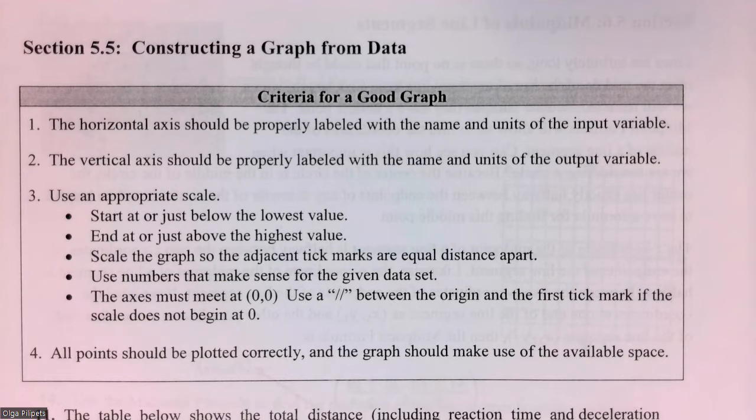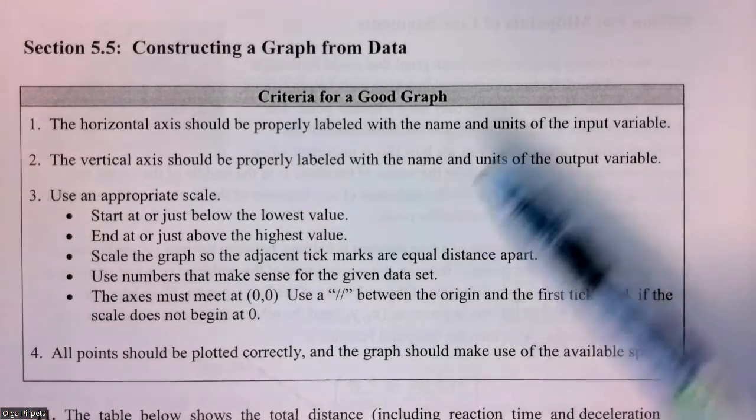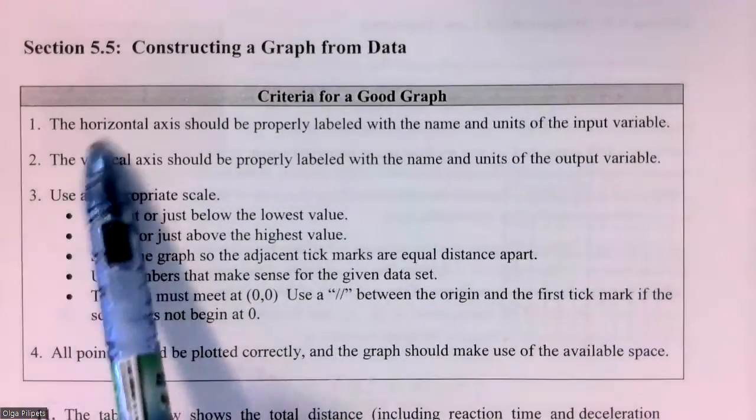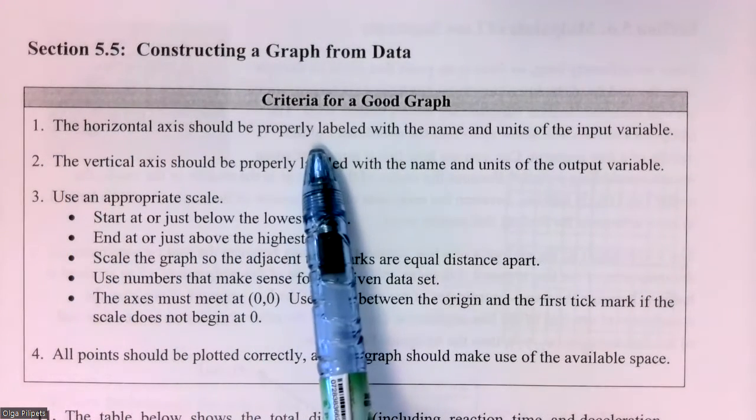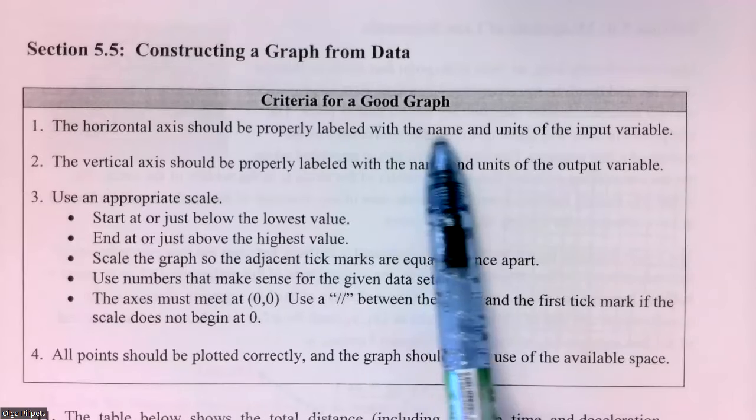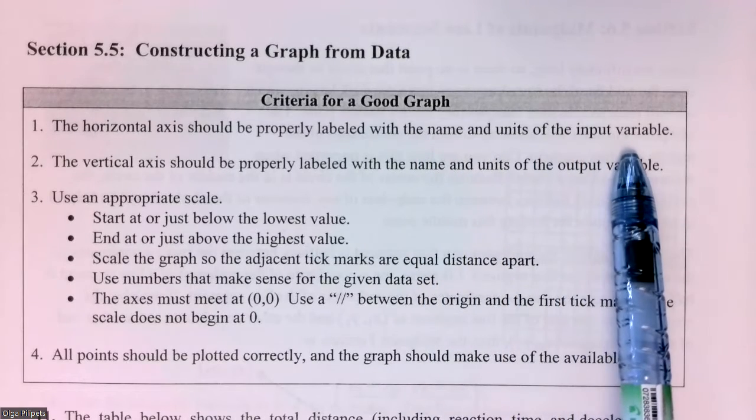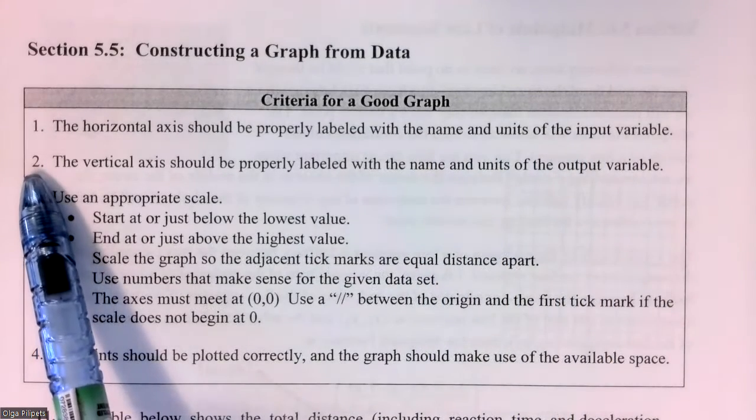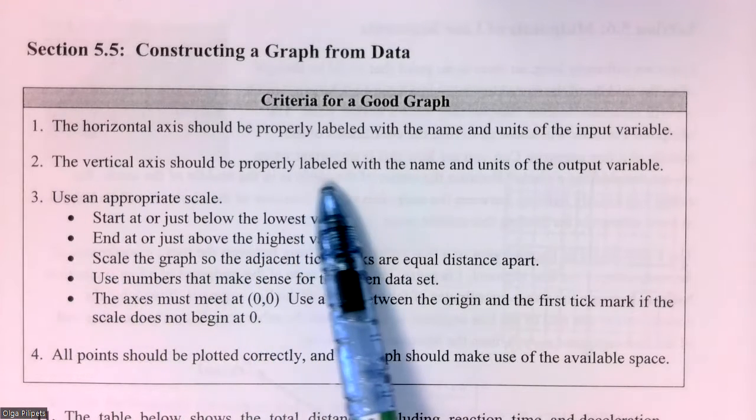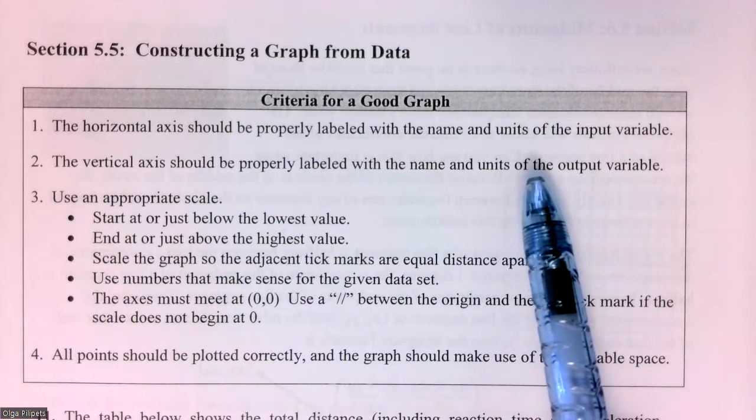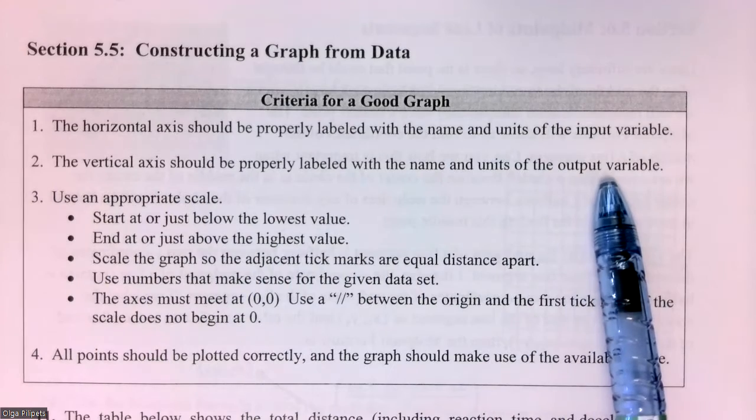One more time. So section 5.5, constructing a graph from data. These are criteria for the good graph that we're going to observe. Number one, the horizontal axis should be properly labeled with the name of units in the input variable. Number two, the vertical axis should be properly labeled with the same units of the output variable.